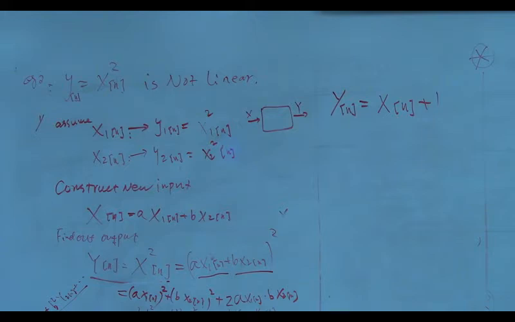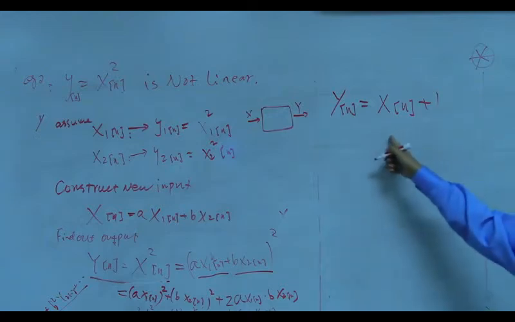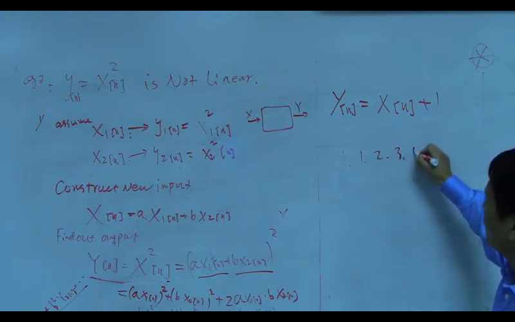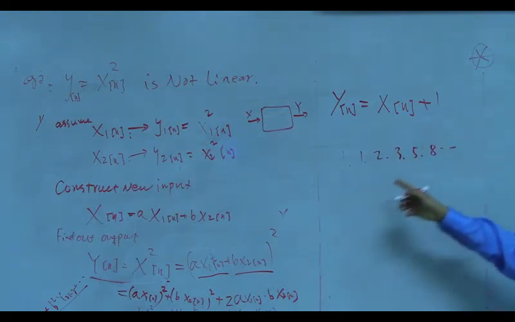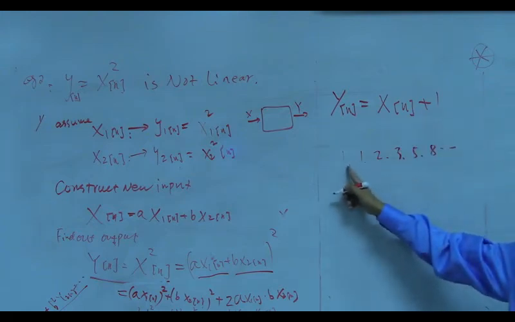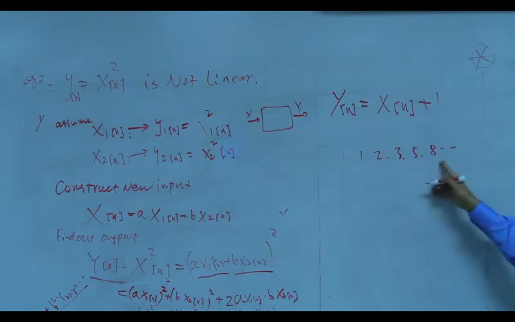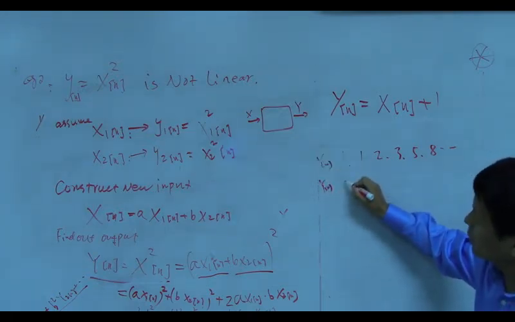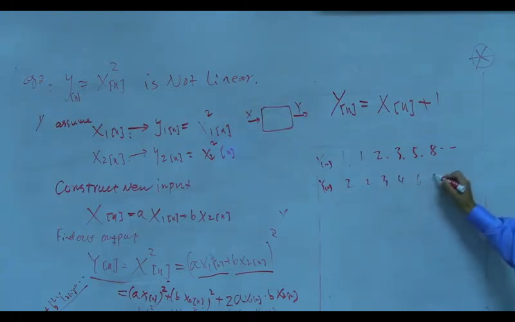You give me an input sequence. I just add 1 to each of your numbers, then that is my output. For example, Fibonacci, okay? 1, 1, 2, 3, 5, 8, and so on. You give me this x. My output is, I just add 1 to each of your input. So this is your x, this is your input. My output will be equal to 2, 2, 3, 4, 6, 9, and so on.